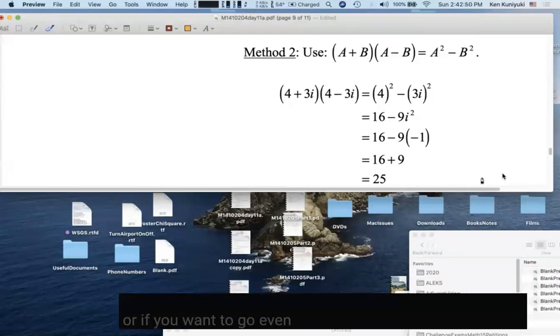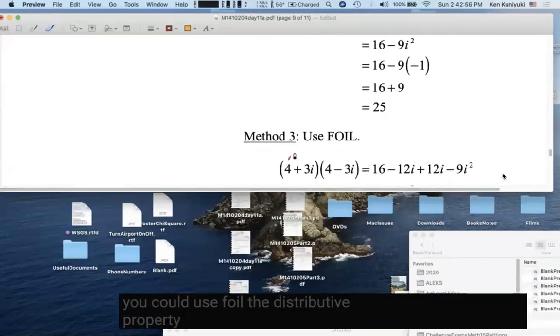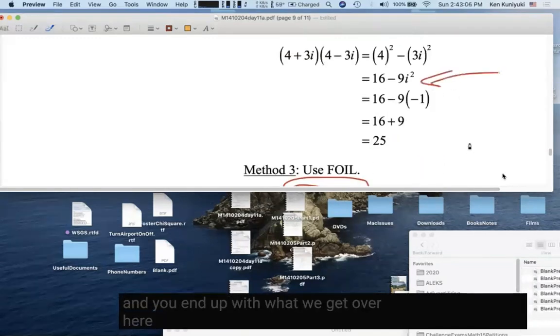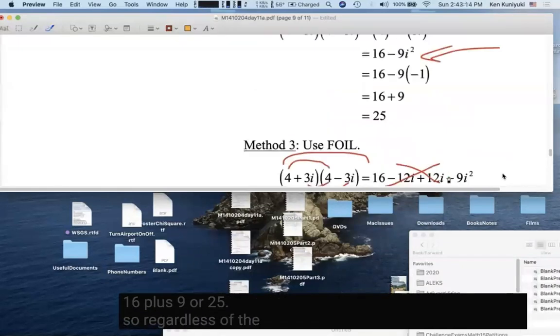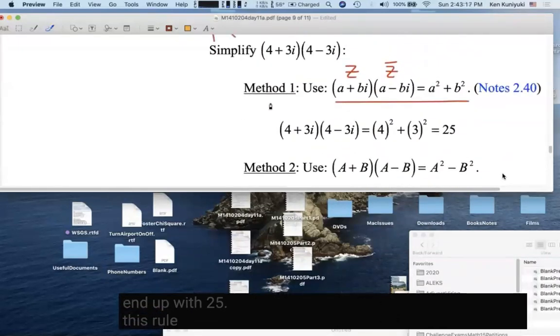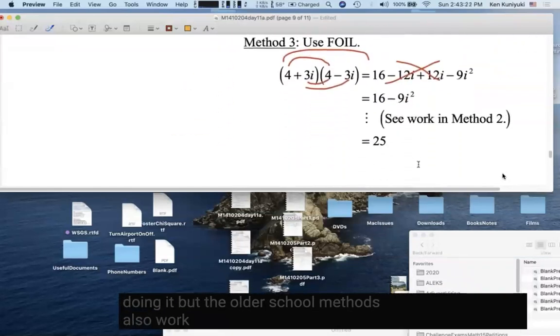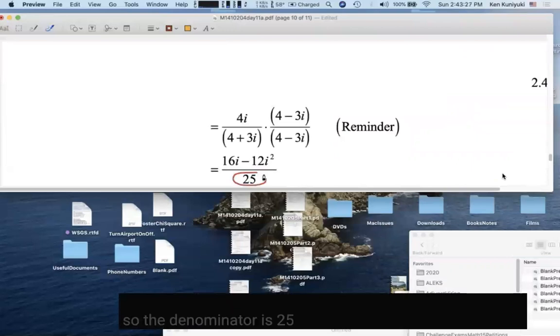Or if you want to go even older school, you could use FOIL, the distributive property. 16 minus 12i plus 12i minus 9i squared. You see that the i terms cancel out, and you end up with 16 minus 9i squared, which ends up being 16 plus 9, or 25. So regardless of the method, you should end up with 25. This rule gives you the fastest way of doing it, but the older school methods also work. Okay. So the denominator is 25.